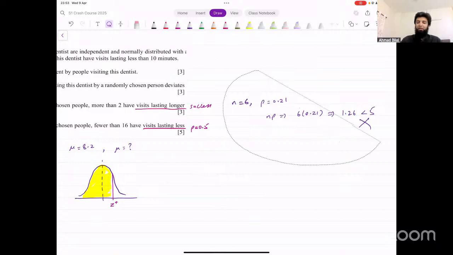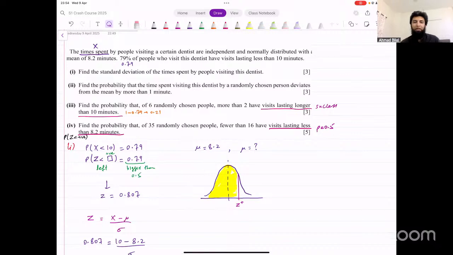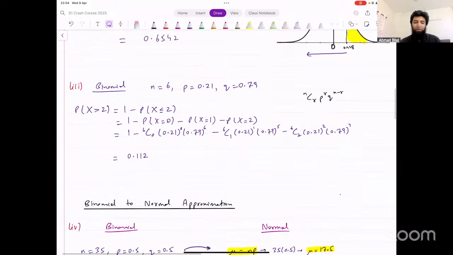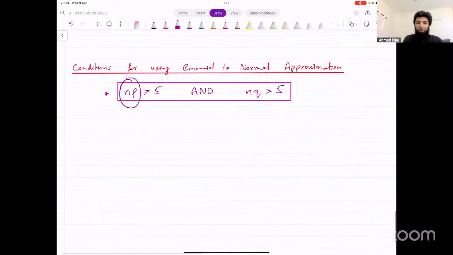If the data is large, then the approximation is going to be fairly accurate. It's going to be very close to the actual answer. It's still an approximation, that's why we call it an approximation. But the larger the value of np and the value of nq, the better the approximation is going to be. These are the conditions that we've got for using binomial to normal approximation. Does this make sense?